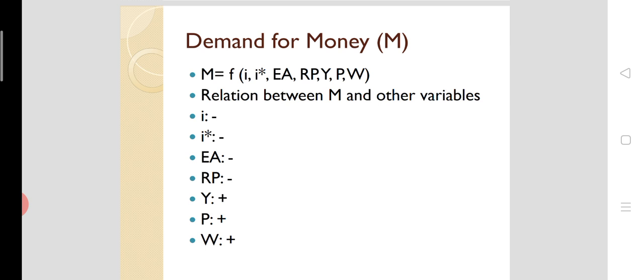Next is wealth, represented by W. Wealth is positively related to demand for money. Higher wealth, higher demand for money.